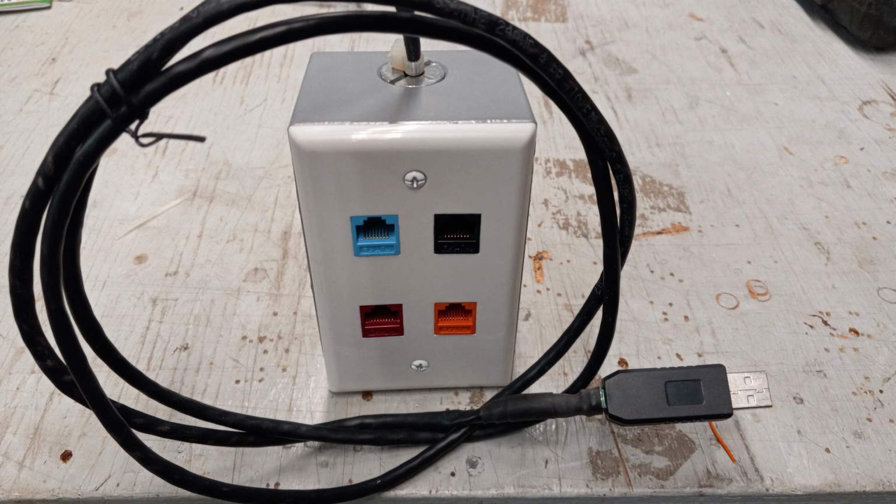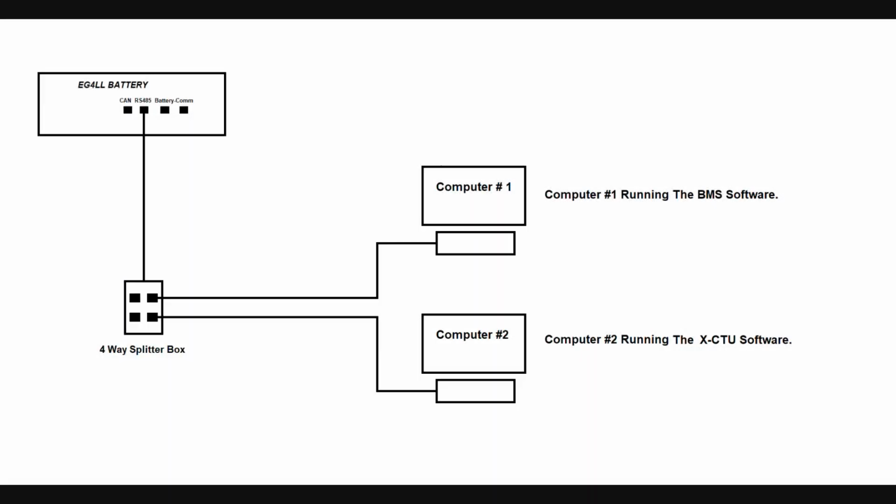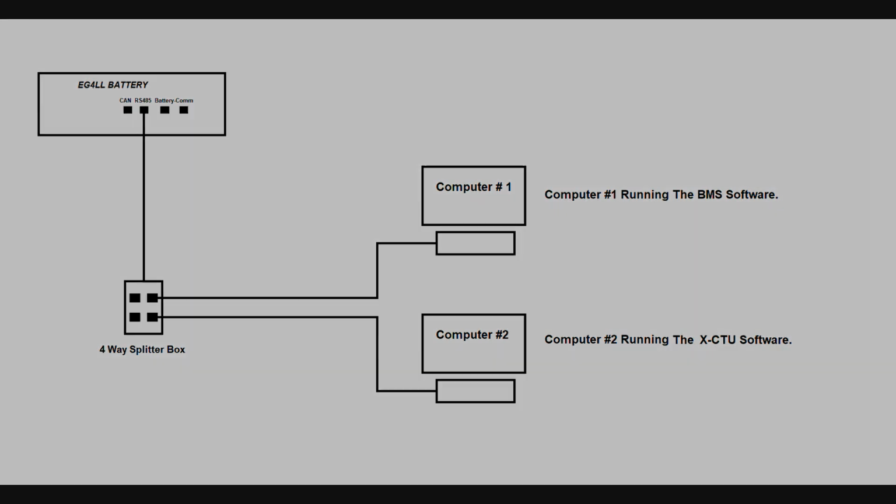I used the 4-way splitter box to connect computer number 1 running the BMS software to the batteries. The splitter box allowed me to sample the data that was going from the BMS software to the batteries on a second computer and to monitor the data that the battery sent back to the BMS software.